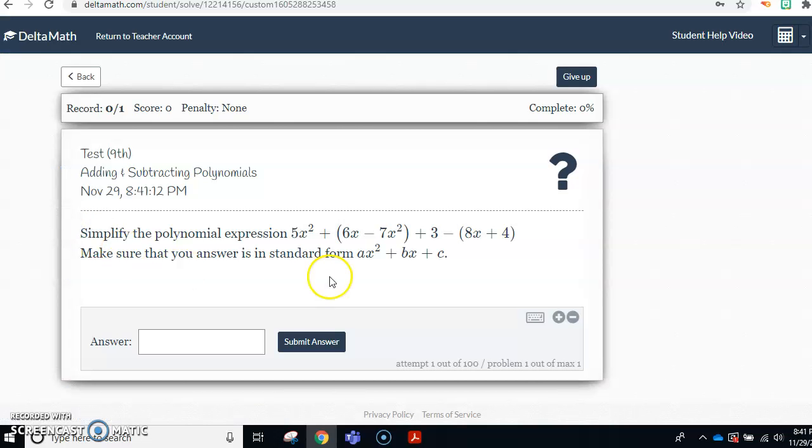And then this last one here, it's more adding and subtracting polynomials. It's everything all run together. Simplify the polynomial expression 5x squared plus 6x minus 7x squared plus 3 minus, and then parentheses 8x plus 4. So you're basically just simplifying by combining all the like terms that you have. Make sure to put your answer into standard form. That's ax squared plus bx plus c. We put our exponents in descending order. Squared, 1, and then a constant.